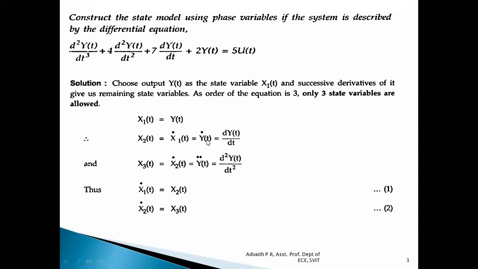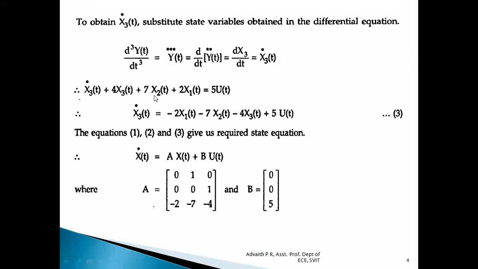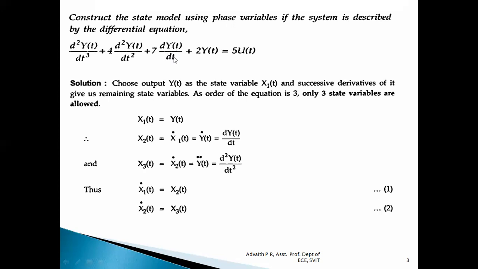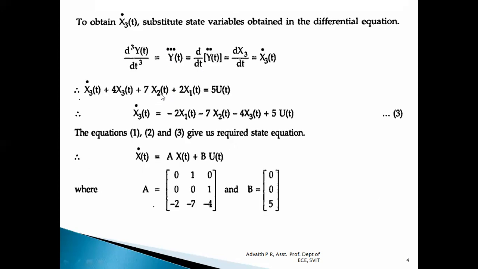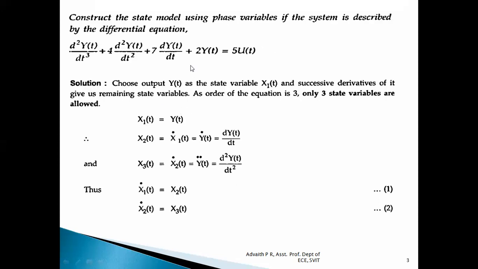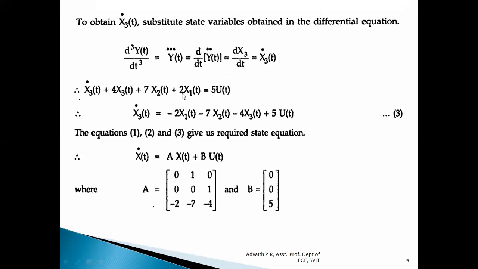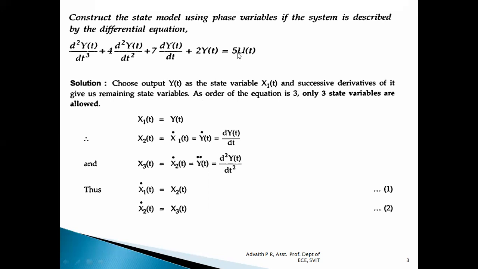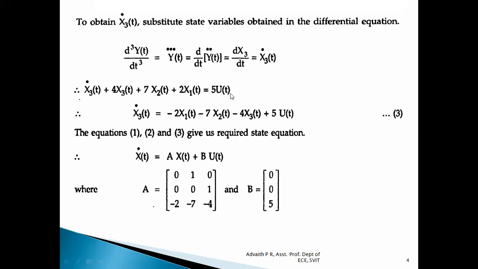dy of t divided by dt can also be written as x2 of t. Hence, in place of dy of t divided by dt, we have substituted x2 of t, plus 2 times y of t. Instead of writing y of t, we can represent it as x1 of t, the first state variable which we have considered. So in place of y of t, we have substituted x1 of t. So 2 into x1 of t equals 5 u of t, written as it is.